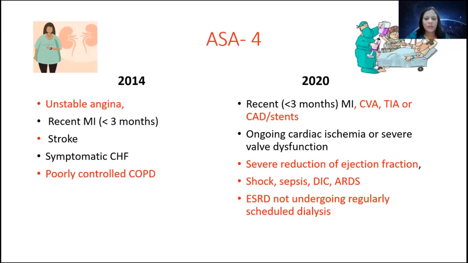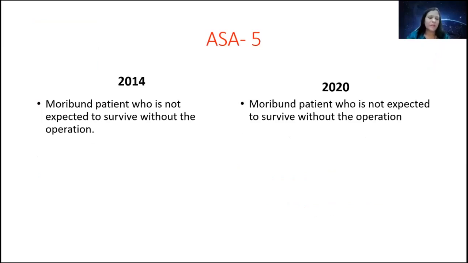Now, 2014 says that poorly controlled, uncontrolled COPD is ASA4, whereas in 2020 guidelines, as you saw in the previous slides, COPD was placed under ASA3. Now, it also mentions in 2020 that end-stage renal disease patients who are not undergoing regular scheduled dialysis are ASA4, whereas in 2014 guidelines, they have mentioned only CRF in the ASA3 category and there was no mention about dialysis at all. So it helps in further classifying the patients even with chronic renal failure.